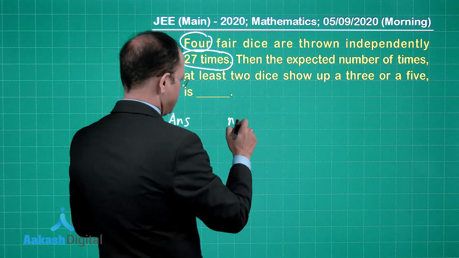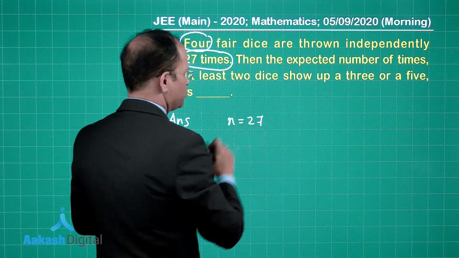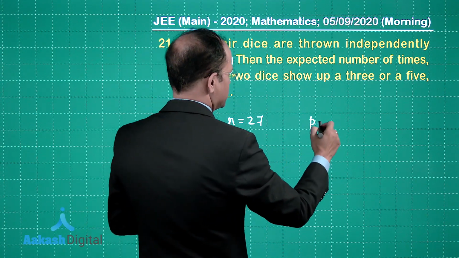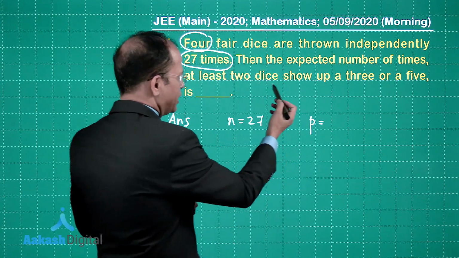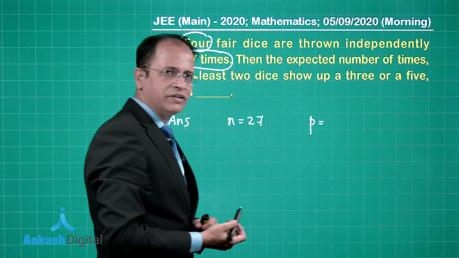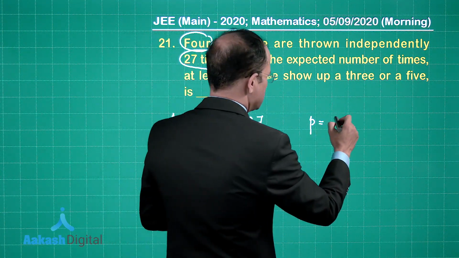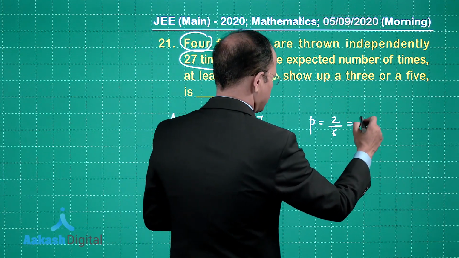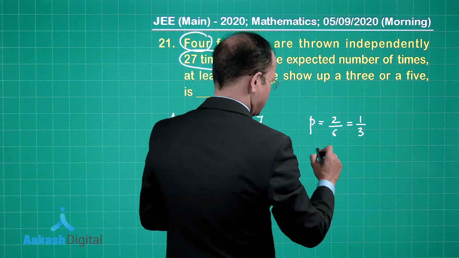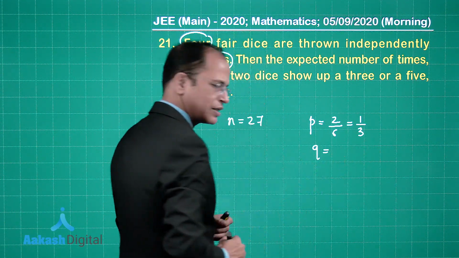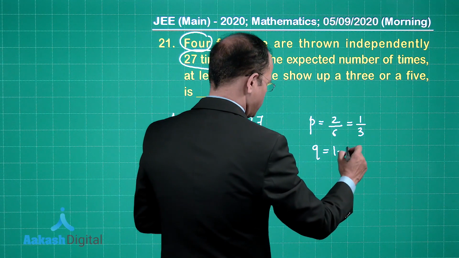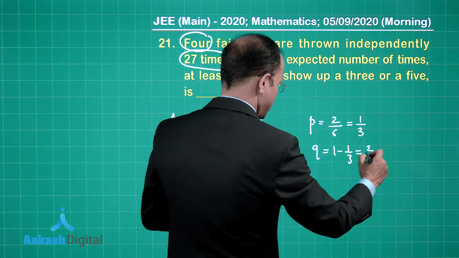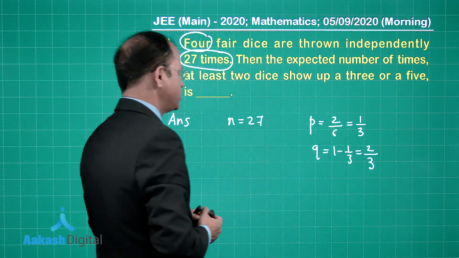N is 27, right? If I talk about p, basically we are talking about at least 2 dice showing up a 3 or a 5. That means we have p as 2 by 6, which is coming out to be 1 by 3. Then we take the probability of failure, right? This is q, which is nothing but 1 minus 1 by 3, which is 2 by 3 we have, right? So this is how we can write it.